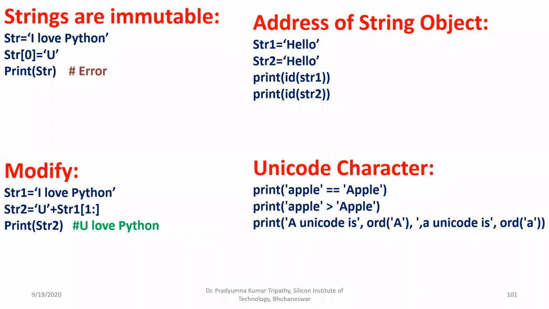For example, I have a string, suppose I love Python. This is the string. I want to modify the first location to U. See over here, this is my string. If I try to modify directly by writing str of 0 equals U, this gives an error. Print str will give an error over here. So it will not allow modifying the string.